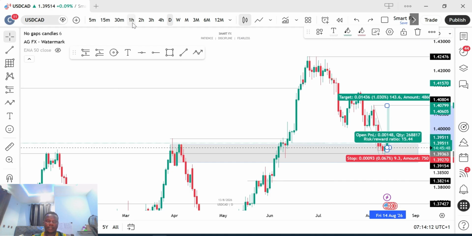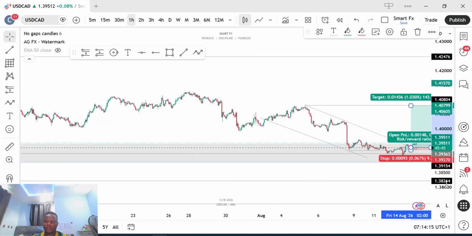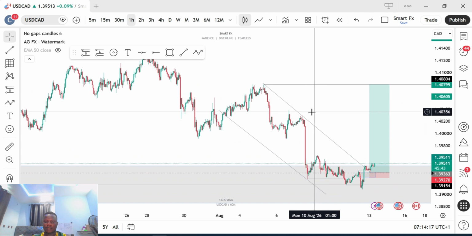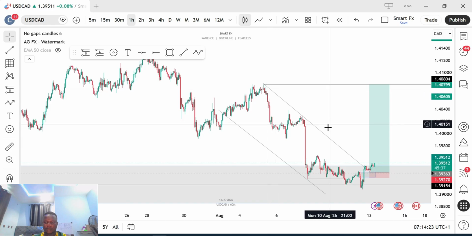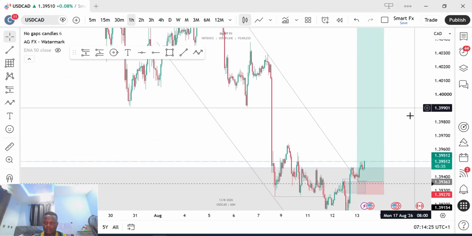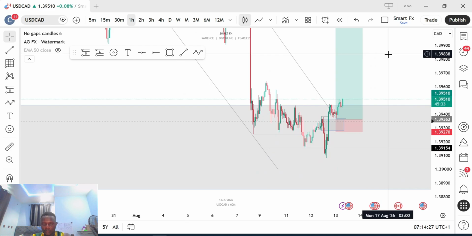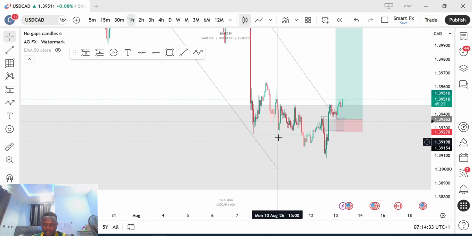I just drew the nearest draw on liquidity, which is this trend line liquidity that I can see here, and placed my TP there. So let's see how it goes, and I believe it's going to trigger. So I think that's all I'm looking for now.